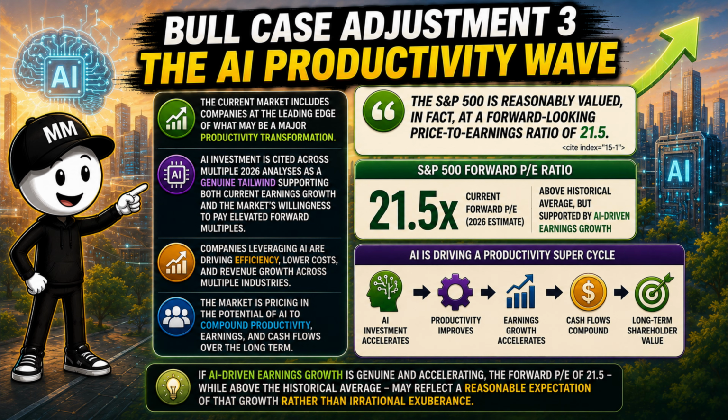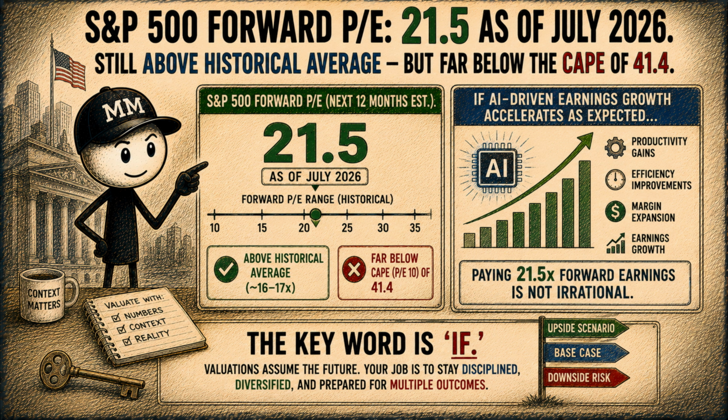Bull Case Adjustment 3. The AI Productivity Wave. The current market includes companies at the leading edge of what may be a major productivity transformation. AI investment is cited across multiple 2026 analyses as a genuine tailwind supporting both current earnings growth and the market's willingness to pay elevated forward multiples. The S&P 500 is reasonably valued, in fact, at a forward-looking price-to-earnings ratio of 21.5. If AI-driven earnings growth is genuine and accelerating, the forward PE of 21.5, while above the historical average, may reflect a reasonable expectation of that growth, rather than irrational exuberance.